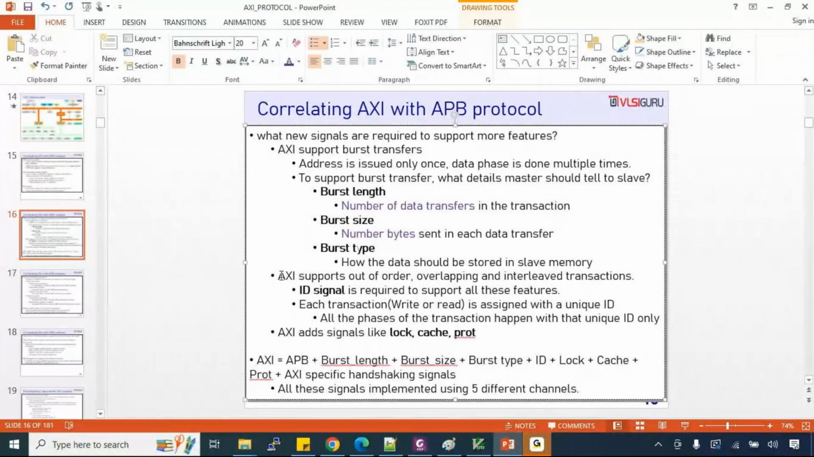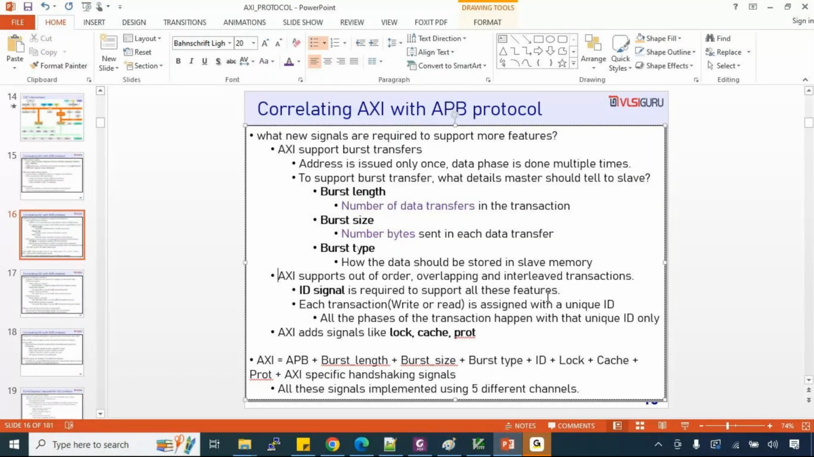AXI supports out of order, overlapping, and interleaved transactions. Three categories: out of order, overlapping, and interleaved transactions. The ID signal is required to support all these features. I gave you an example of the ID signal. Where did we understand the ID example? Home loan in the bank. The same is this.